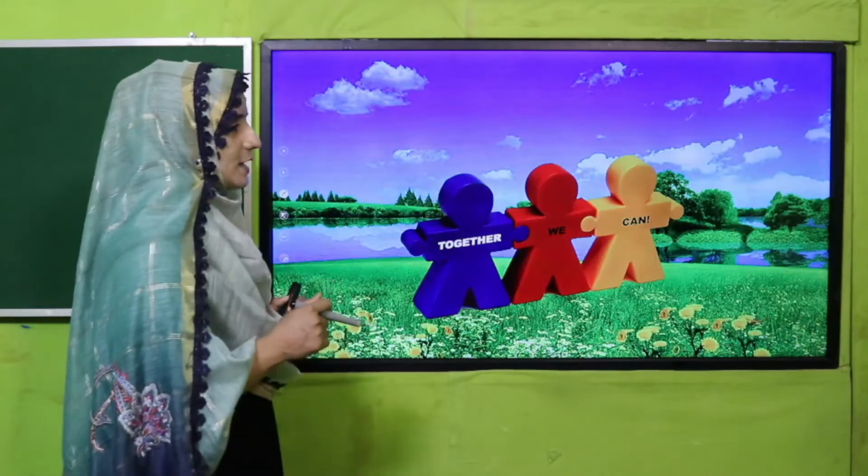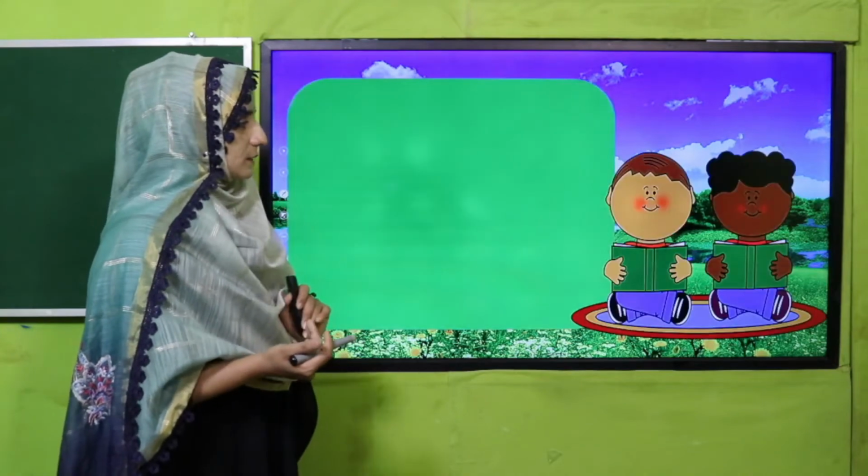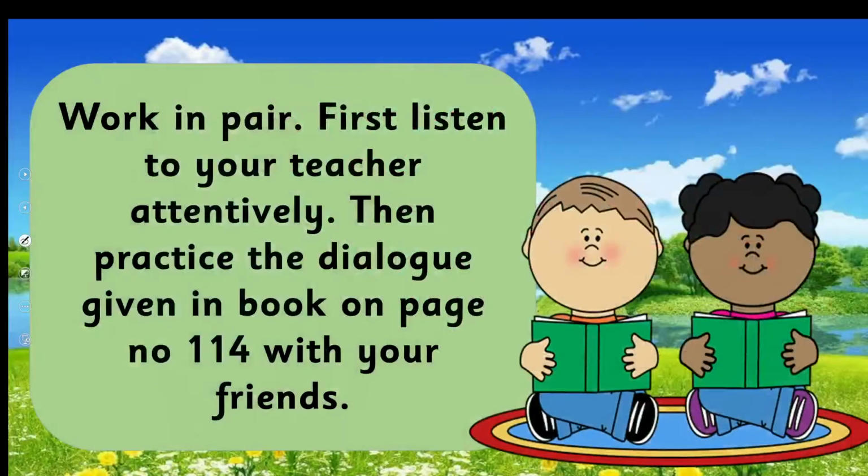Good job. So let's move to an activity. Yes, what you have to do, my dear teachers, is get students in pairs. We have to work in pairs. First, listen to your teacher attentively. Then practice the dialogue given in the book on page number 114 with your friends.